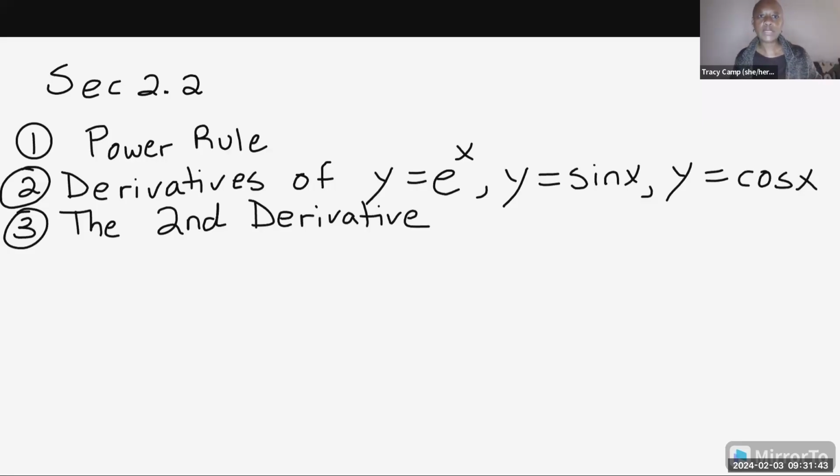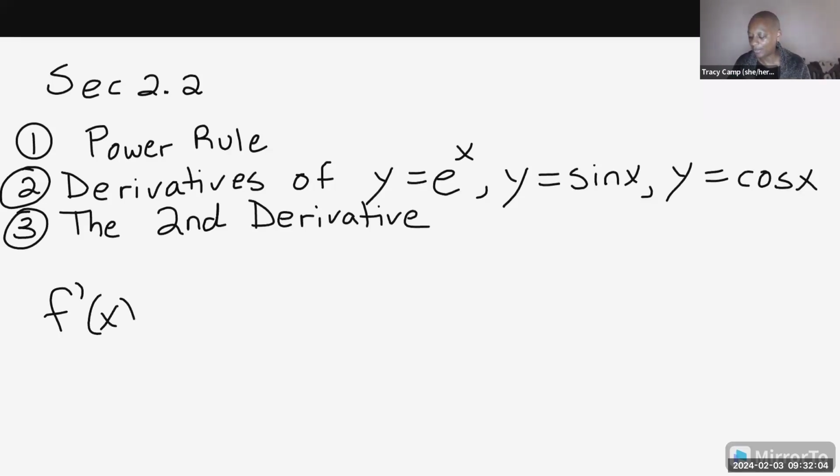Hello, Calculus 1 student. This is the lecture video for section 2.2, which is all about the various rules for finding derivatives. So in section 2.1, you looked at finding derivatives and went through this process of using the limit definition to find a derivative.